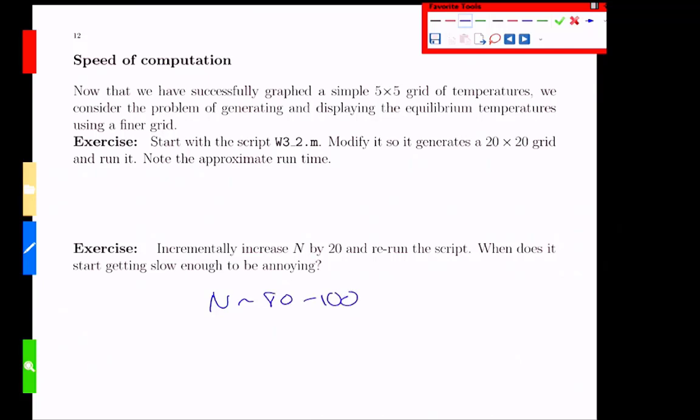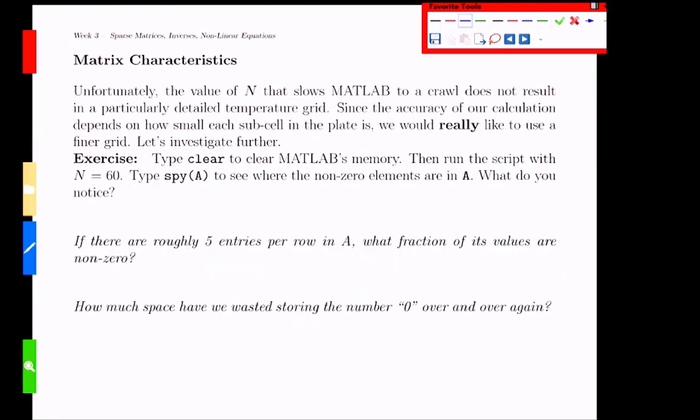To talk about this and to deal with this slowing downness with bigger problems. Okay? All right.